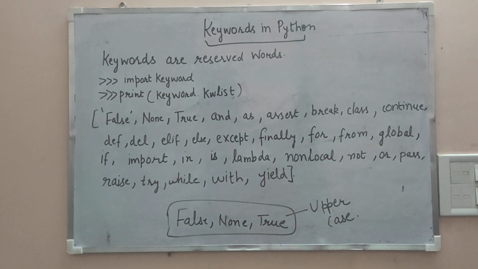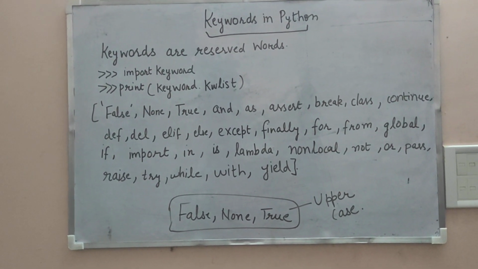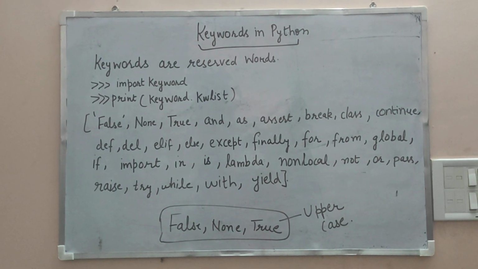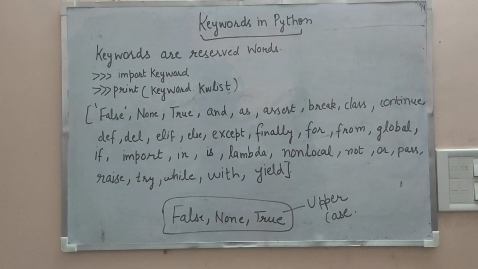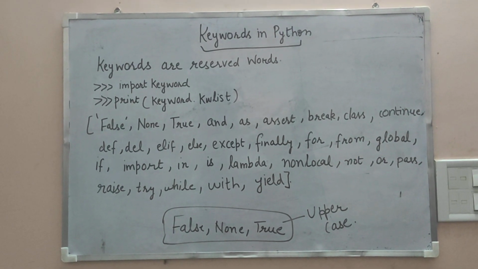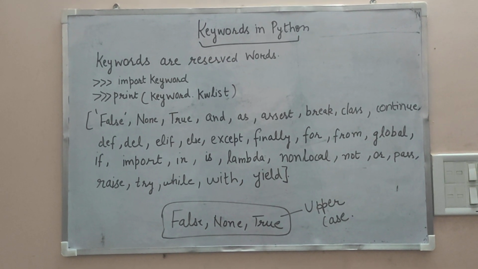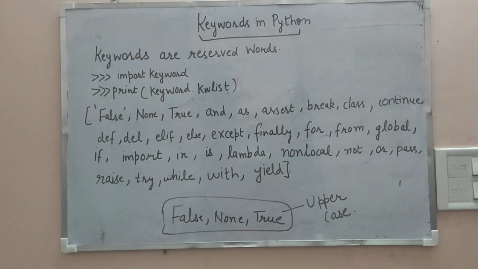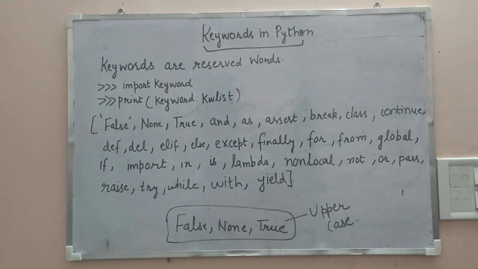And among the 33 keywords, three, False, None, and True, are in uppercase, and the rest are in lowercase. So whenever you want to learn the keywords, there are 33 keywords, and two are new, which may be shown in your library. If you have downloaded the new version of Python, then it will show these two also. But if you have downloaded the old version, it will show the 33 keywords. So 33 are in front of you, and the two I'm talking about are async and await.